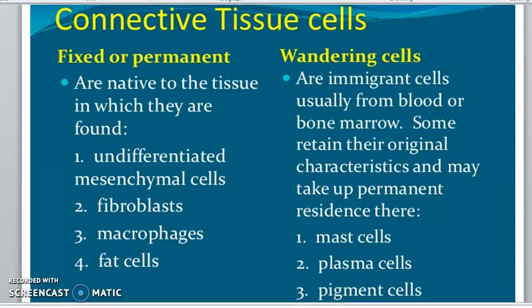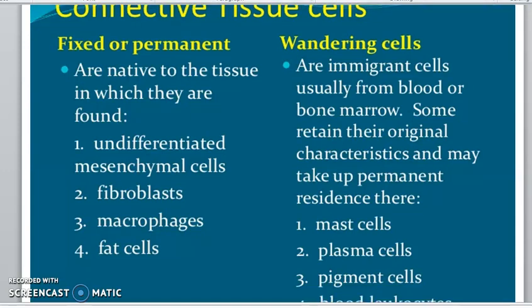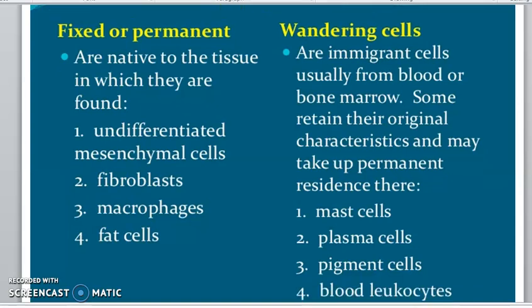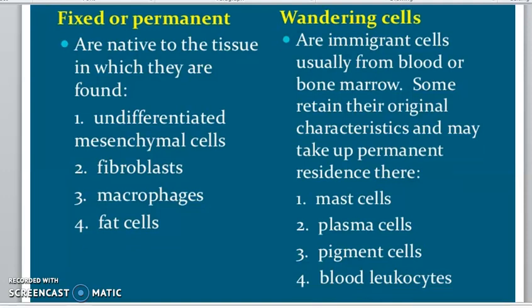including cells that can change their nature over time. This one belongs to the wandering cells. So they are actually immigrant cells. Usually they come from blood or the bone marrow. Some retain their original characteristics and may take up permanent residence where they are. So they include the mast cells, the plasma cells, the pigment cells, the blood leukocytes. So these are the wandering cells.